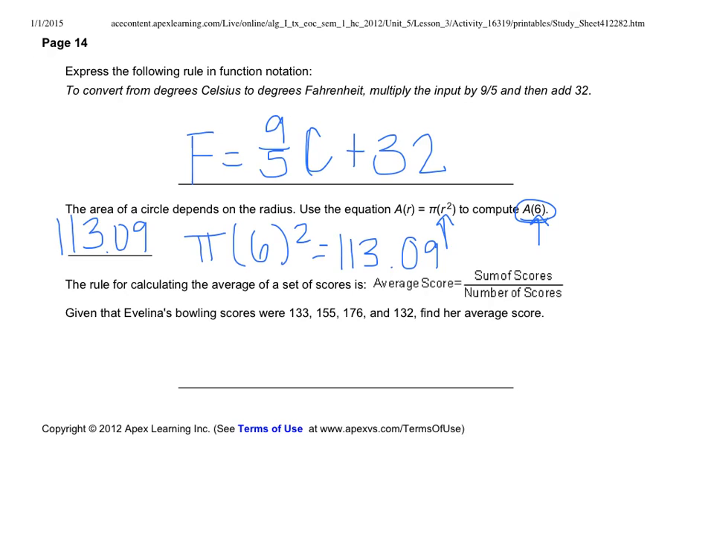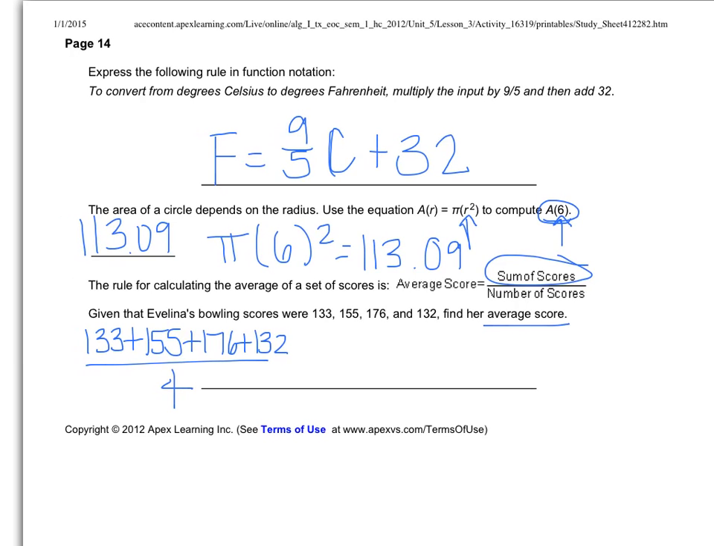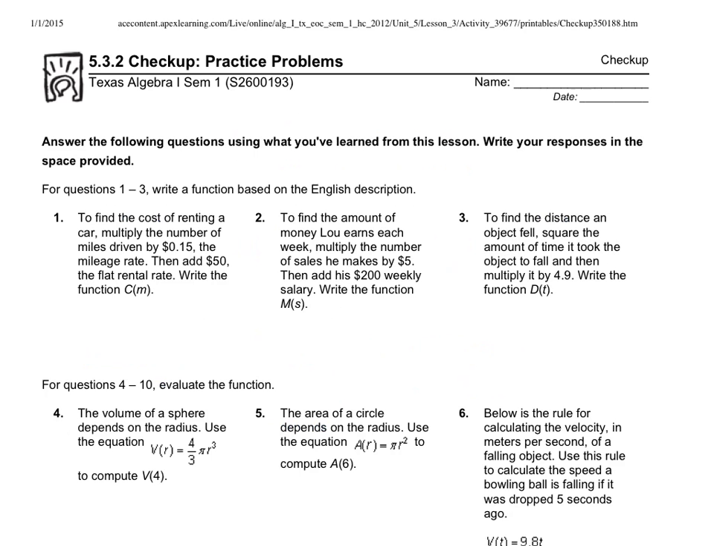So if we wanted to find our average score, remember average, it says the sum of the scores, which means we add them all up, and then we divide it by how many there are. So we're going to do 133 plus 155 plus 176 plus 132, and then we're going to divide that by 4. Well, if I just add the top, I'm going to get 596, and then I need to divide that by 4, and I'm going to get 149. So her average bowling score is 149.